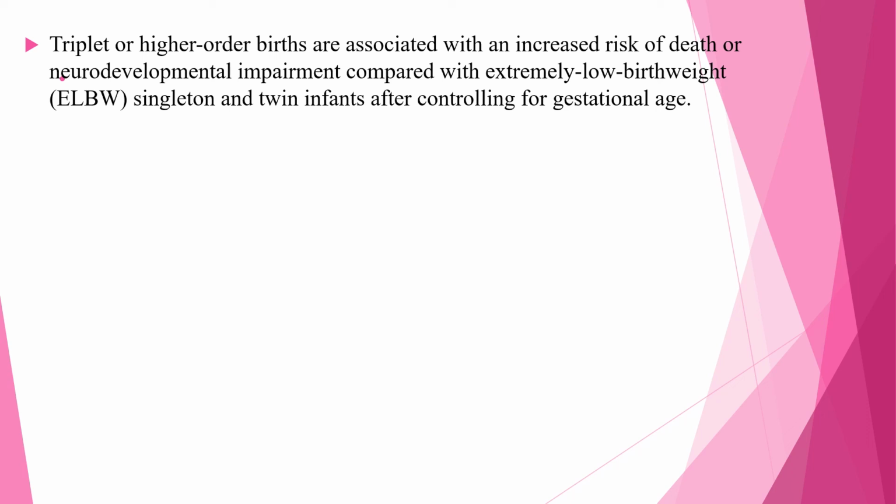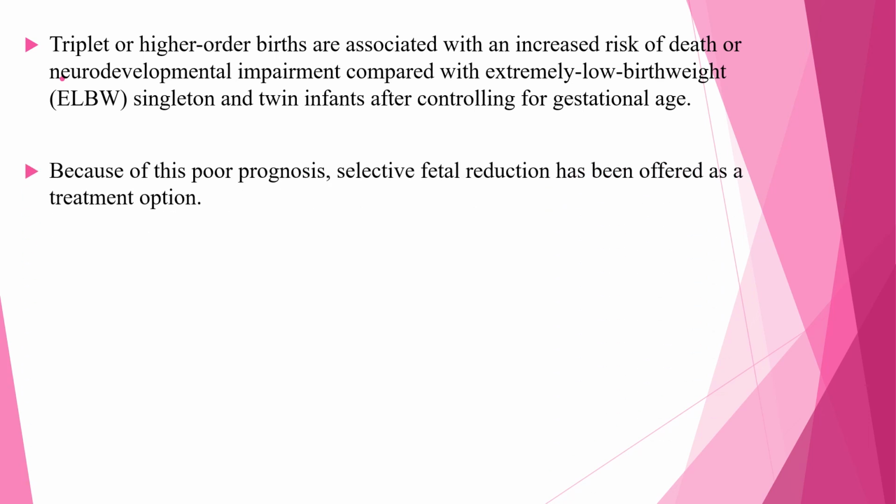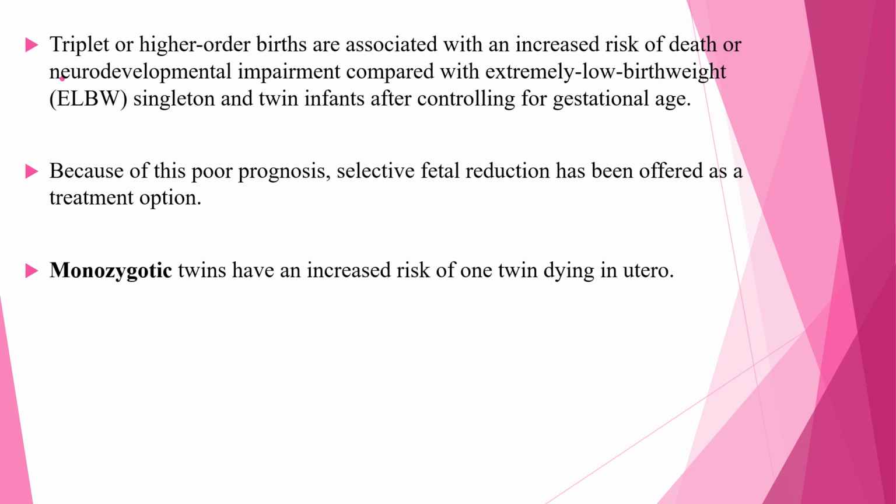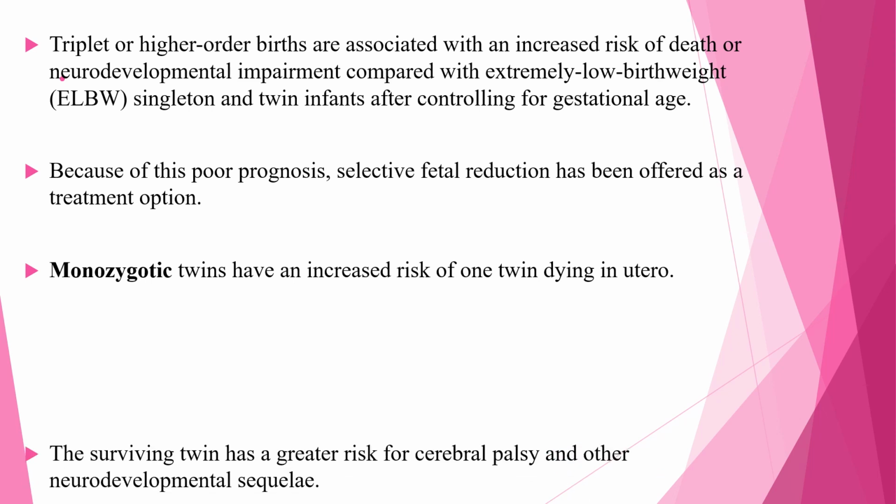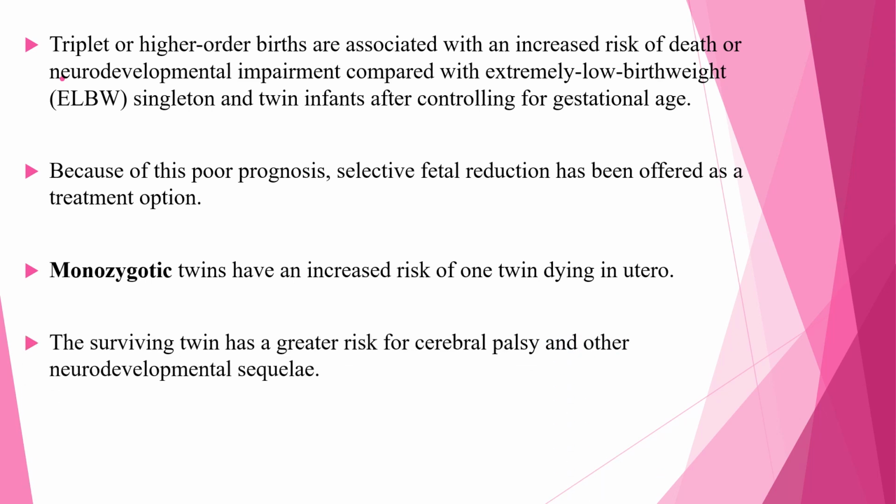Triplet or higher order births are associated with increased risk of death or neurodevelopmental impairment compared with extremely low birth weight singleton and twin infants after controlling for gestational age. Because of this poor prognosis, selective fetal reduction has been offered as a treatment option. Monozygotic twins have an increased risk of one twin dying in utero. The surviving twin has a greater risk for cerebral palsy and other neurodevelopmental sequelae.